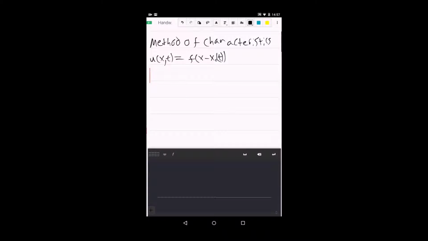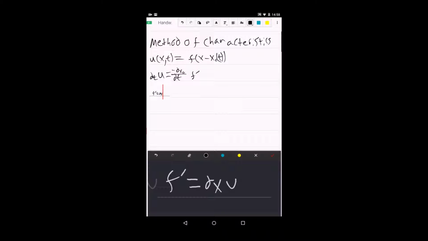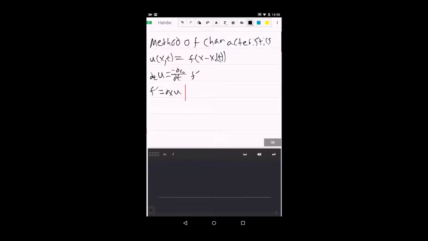So, working backwards from the solution, we can characterize the equation that gets us there. Taking the time derivative on both sides, we get that the partial derivative of u with respect to t equals negative dx naught over dt times f prime, where f prime equals the partial derivative of u with respect to x, which is obvious from the way we've written u and f, and then we'll call dx naught over dt v of x naught and t.